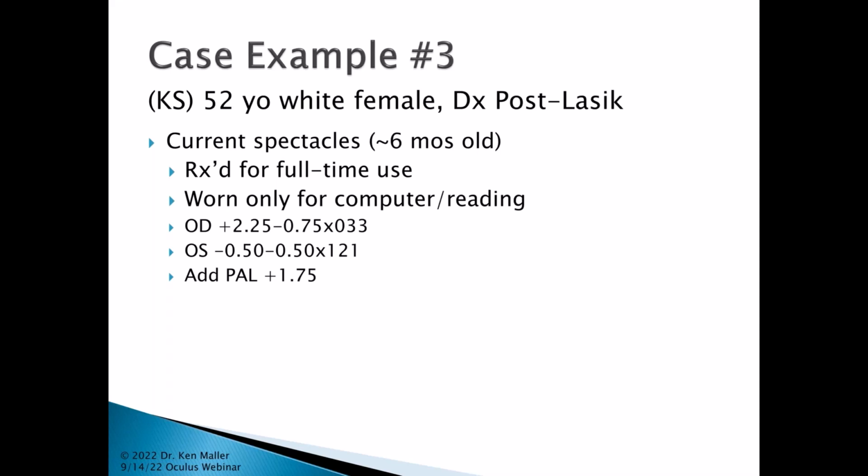But the plus that's in the right eye was helping her out considerably. And on top of that, she had a PAL in there for plus 1.75. So that's a considerable amount of plus to help her for the computer and the reading. Vision uncorrected, because that's how she's walking around, was 20/50 minus and 20/30 plus.